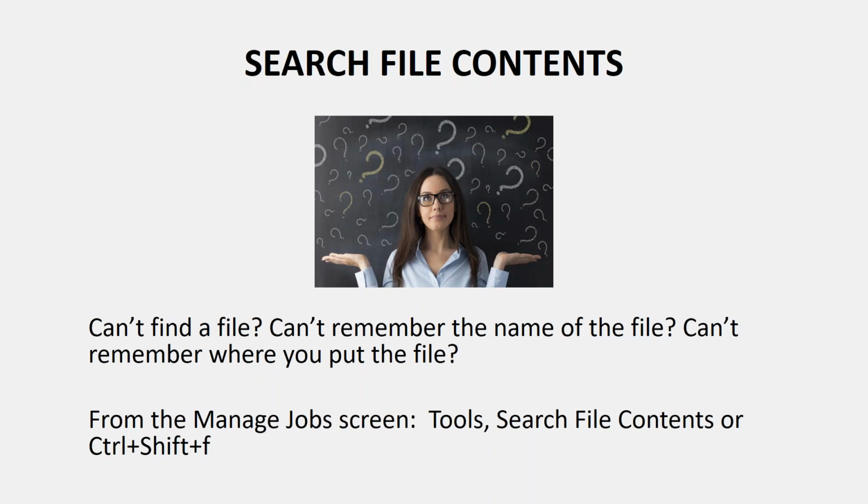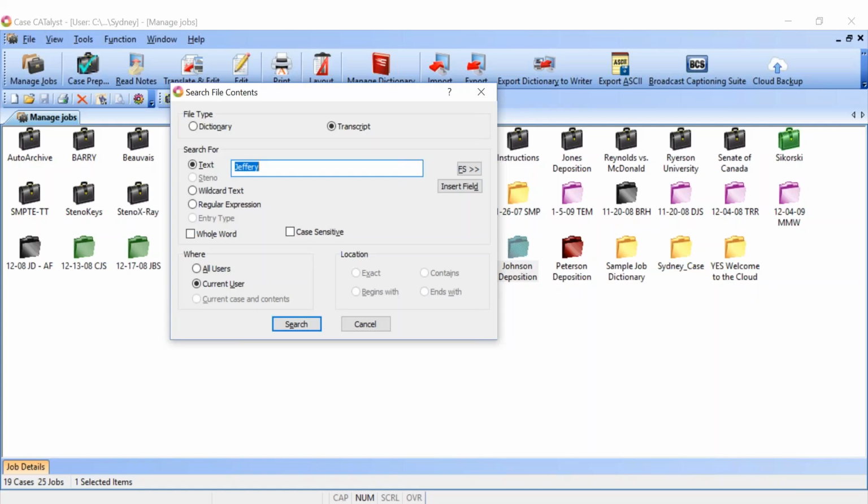Or let's say you had done a job months ago, and now you are going on another job for that exact same case. You want to be able to review the transcript and possibly the job dictionary, but you can't remember when you took the prior job. In both of these instances, you can quickly find and access the prior transcript from the Managed Job screen by clicking on Tools, Search File Contents.